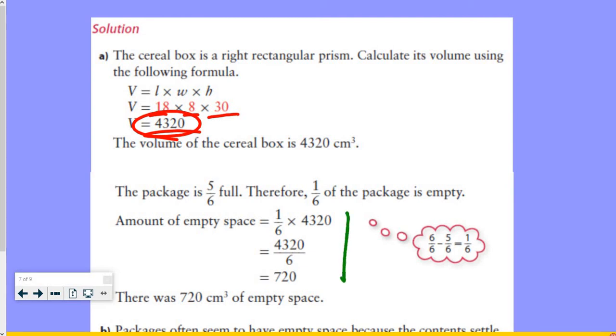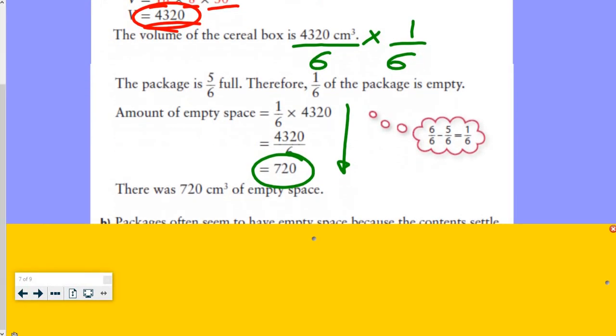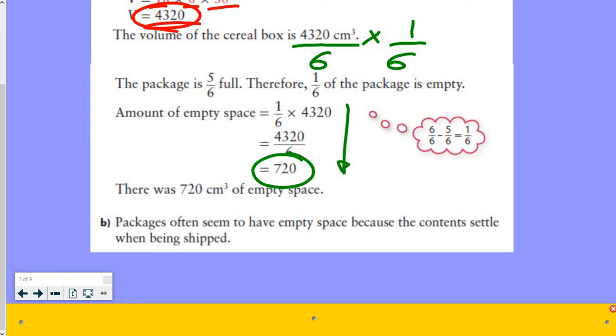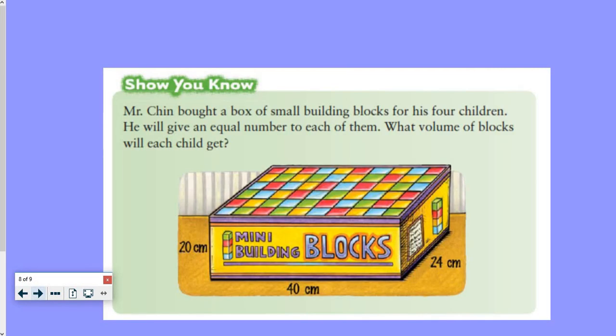And you can follow along right here. We take the volume, we multiply that by what's empty, and that's essentially 4,320 times 1, divided by 6, so that equals 720. So there's 720 cubic centimeters of empty space. The package often seems to be empty because the contents settled when being shipped, and it's good to have a little bit of movement in some stuff as well.